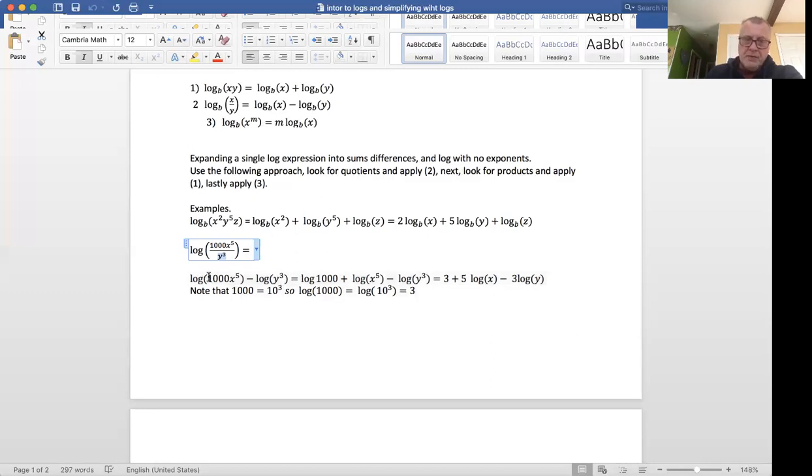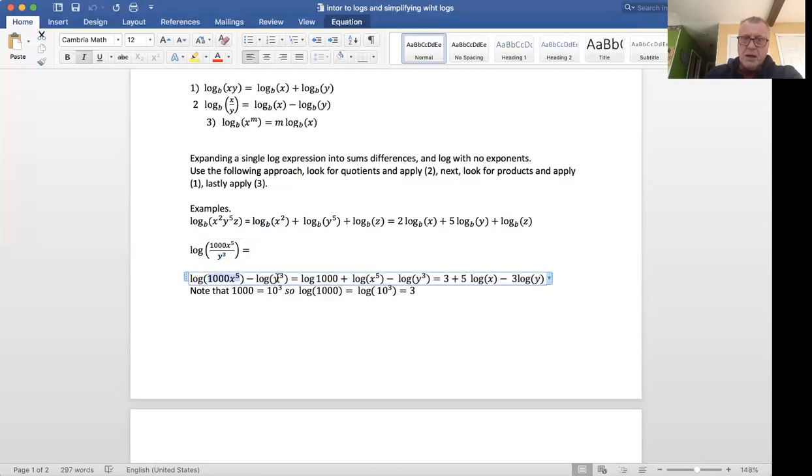Now, inside of this set of parentheses, there's a product, so I'm going to look at that rule that deals with multiplication next. There are two things we're multiplying together, the 1000 and the x to the fifth. Each one of those is written as a single log, and we're adding them. And then we still have that minus log y to the third. Now let's look at the exponent of 5 here. Bring the 5 down, we get 5 log of x. Bring the 3 down, we get minus 3 log of y.